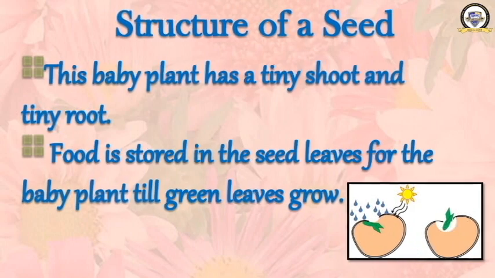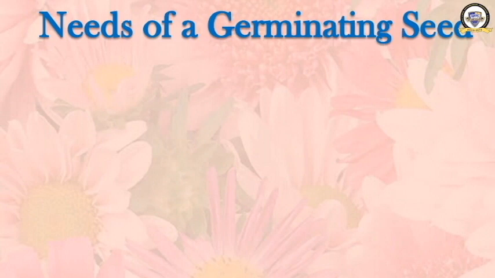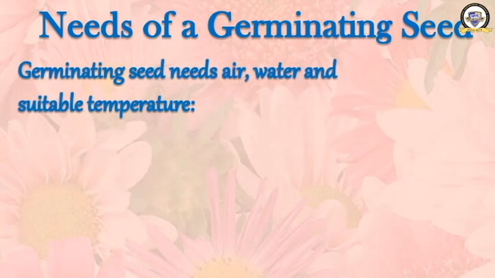Now we will learn about the needs of a germinating seed. Germination means the process of a new plant coming out of the seed. That process is known as germination. And when a seed germinates, it needs some essential things, essential conditions. What are they? Have a look here. A germinating seed needs air, water and suitable temperature. These are the three essential things needed by a germinating seed.